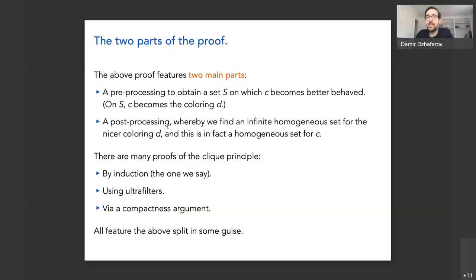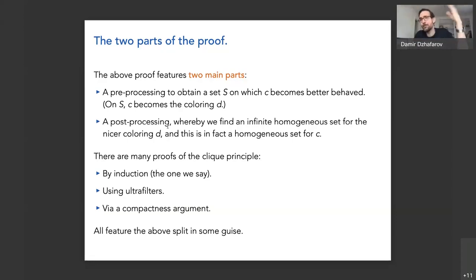So two steps, and what's interesting is there are many proofs of this clique principle that I just gave. There are inductive proofs, ultrafilter proofs, compactness proofs, and all of them feature some kind of split along these, in broad outline, two halves. The title of my talk, the SRT 2-2 versus COH problem, refers in some sense to a kind of combinatorial distillation of these two halves, right?